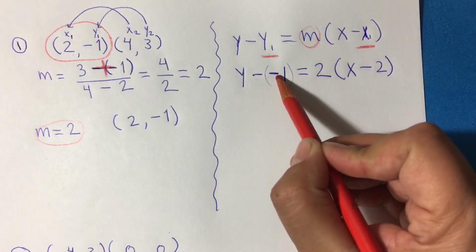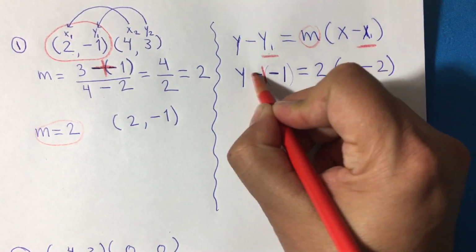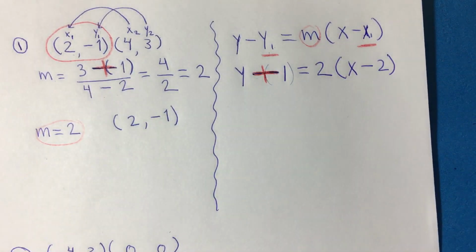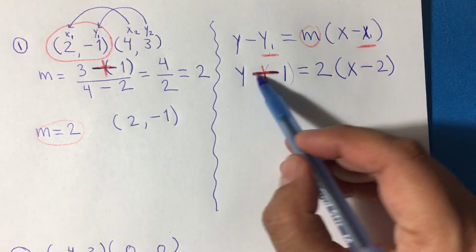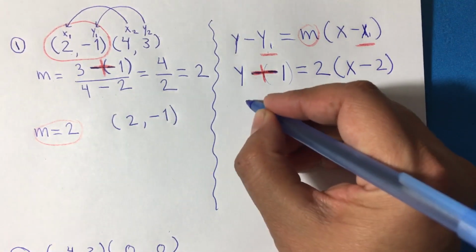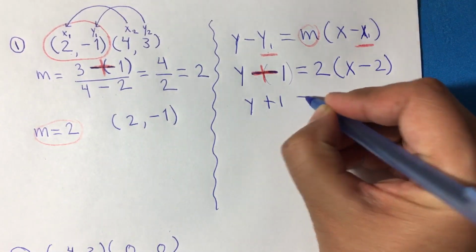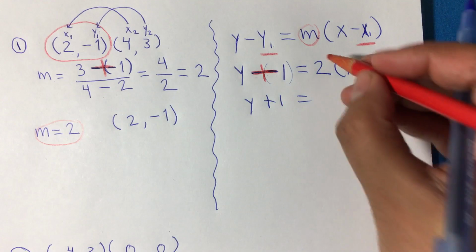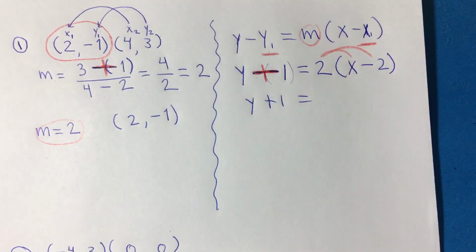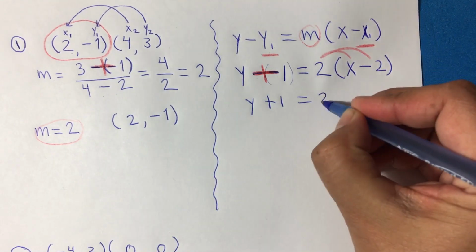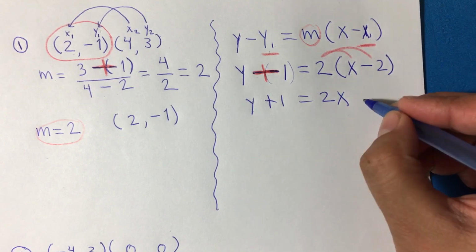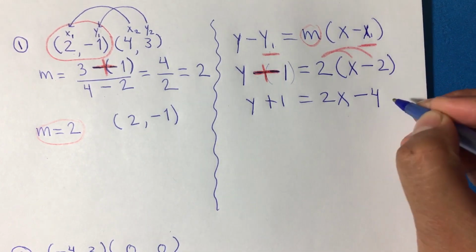Again, negative and negative make the big plus. So big that it disappears. It makes the 2 negatives disappear, okay? So now it's y plus 1. On the other side, we're going to have distributive property. So 2 times x is 2x. 2 times -2 is -4.